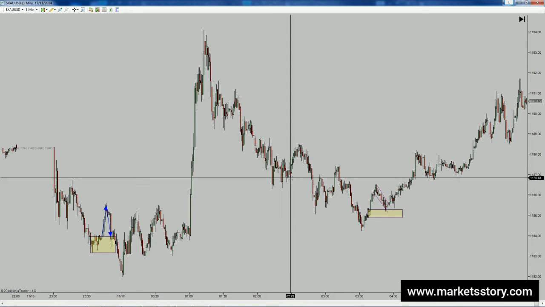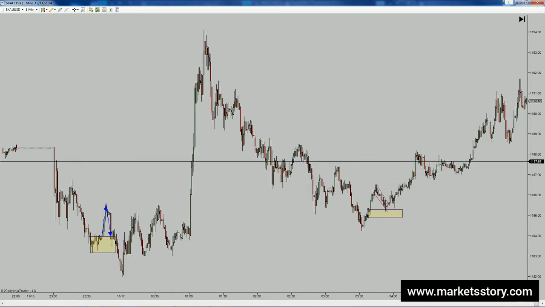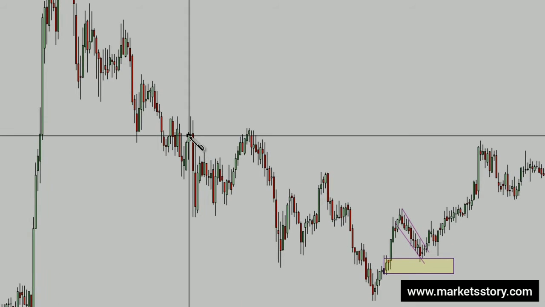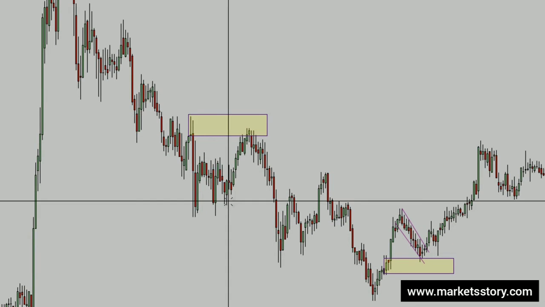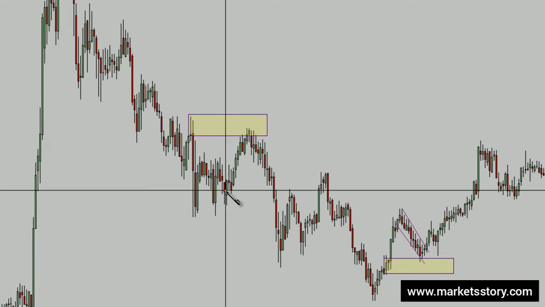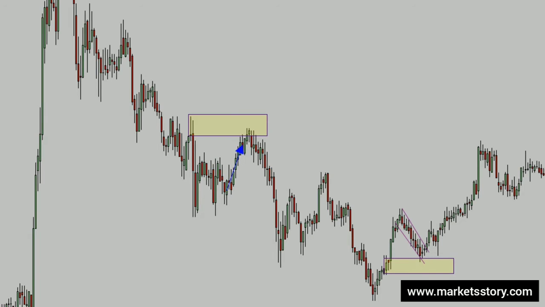Now let's look for a rounded retrace. Well, there's one over here. So there's a supply zone here, and price made a rounded retrace back. So there we go.